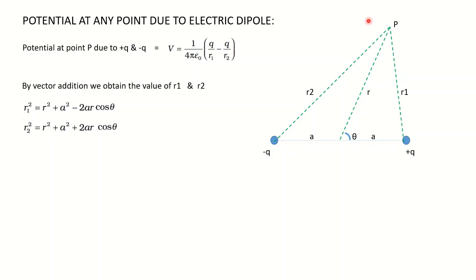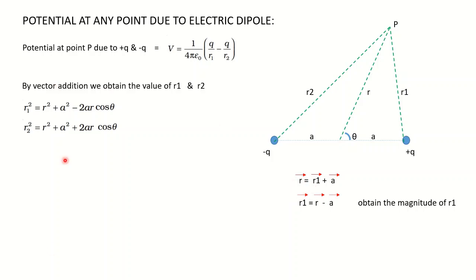So the potential at point P will be the sum of the potentials due to charge plus Q and charge minus Q. As you can see, 1 by 4 pi epsilon naught Q by R1 for the positive charge and Q by R2 for the negative charge. Now we have to replace R1 and R2 in terms of R, and to do so we are using the vector addition formula.